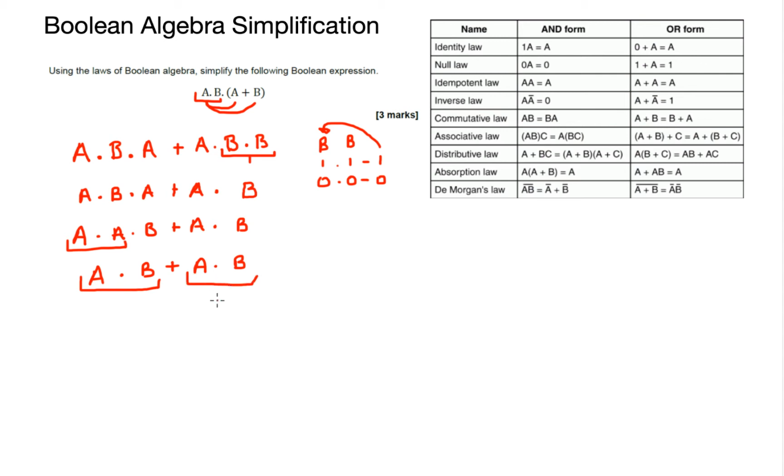After we've done that, you can see that I'm left with 2 of the same term, A and B, or A and B. And if I have a cat and a dog, or I have a cat and a dog, I still have a cat and a dog. Therefore, the final answer for this is just A and B.